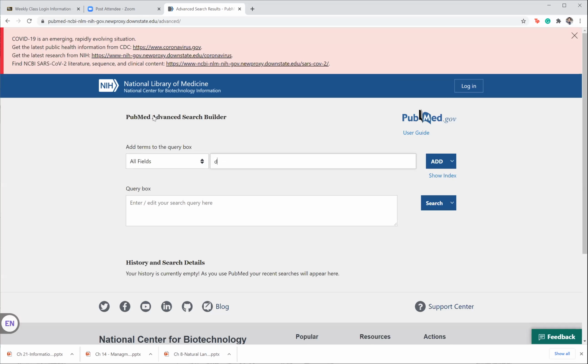Oh, it's already inside the query box. So might as well add SSRI and St. John's wort for hypericum.